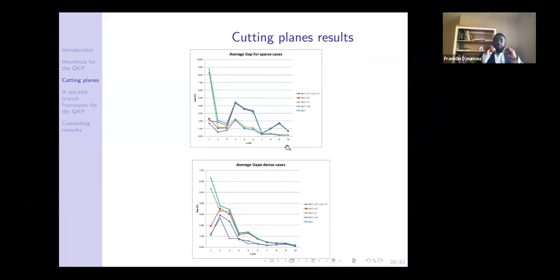But when your profit matrix is dense, fully dense, you can see here that the best one is the purple line, which represents the RLT combined with the lifted cover inequalities. That can sound weird, that when you throw in all your inequalities, you get a worse bound than when you only use RLT and lifted cover inequalities.